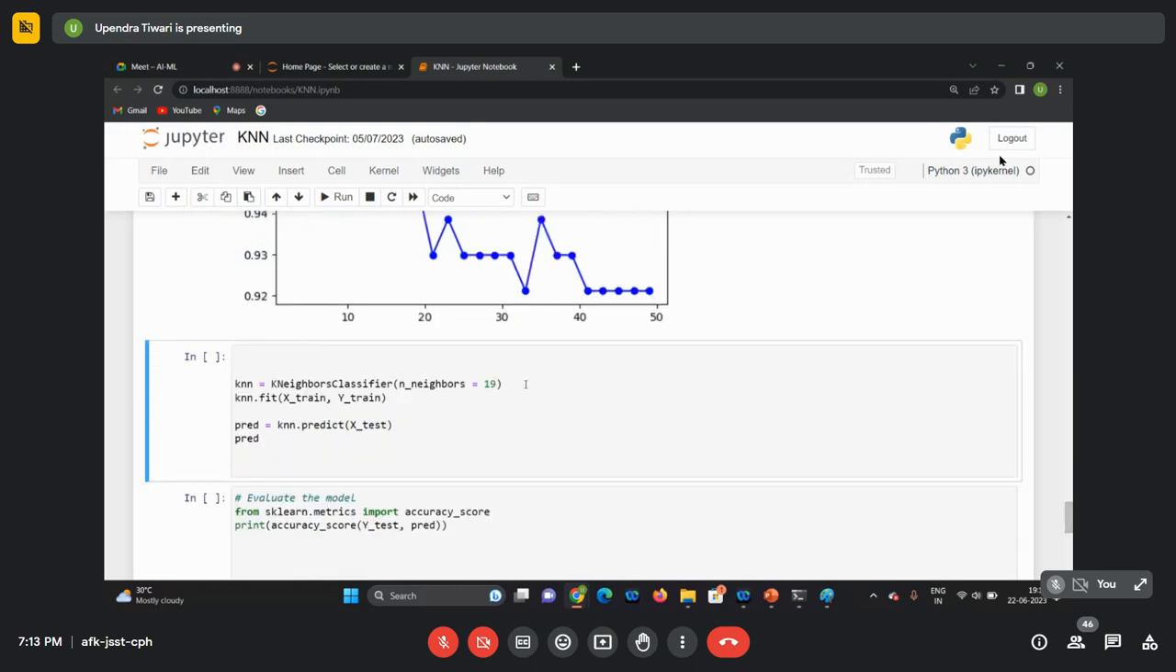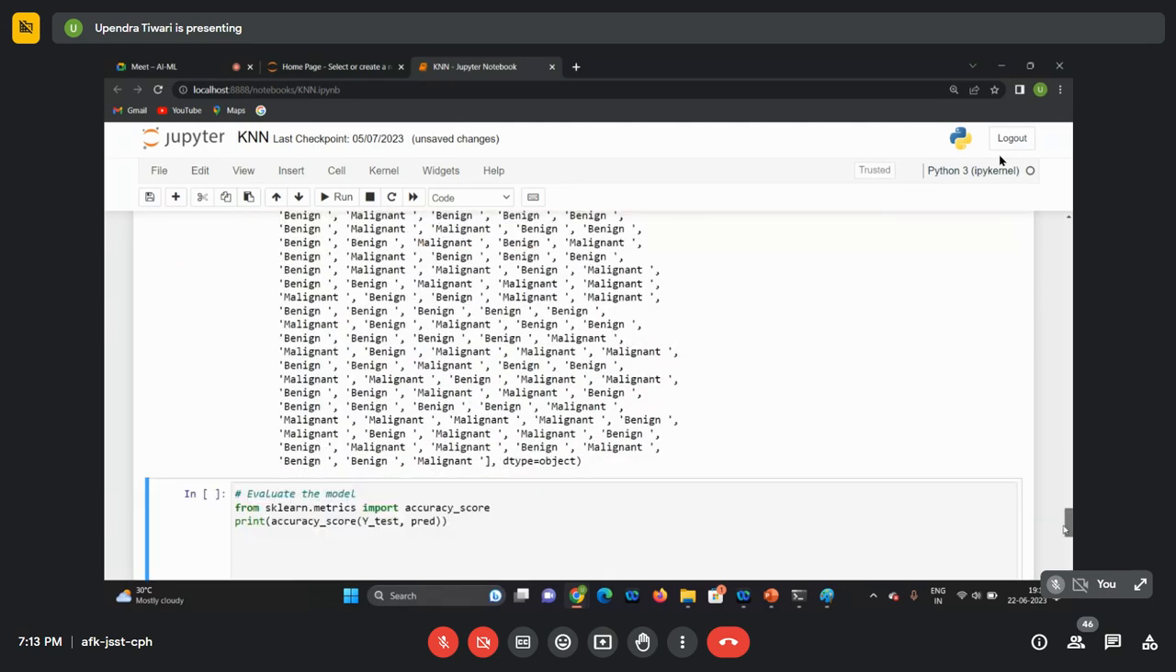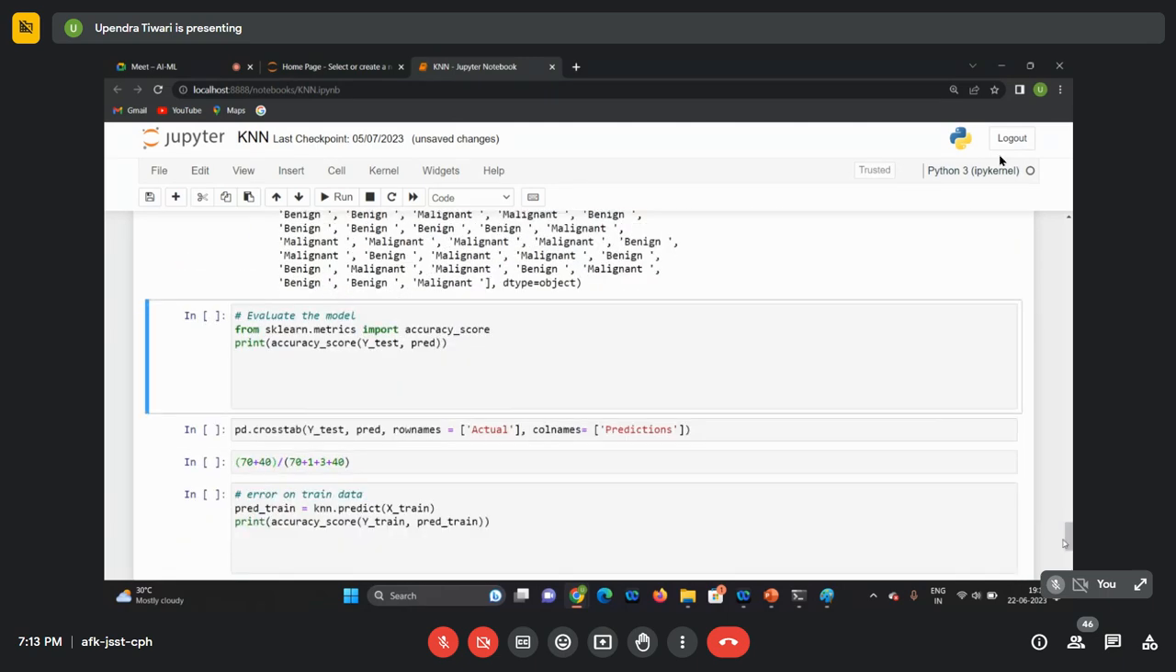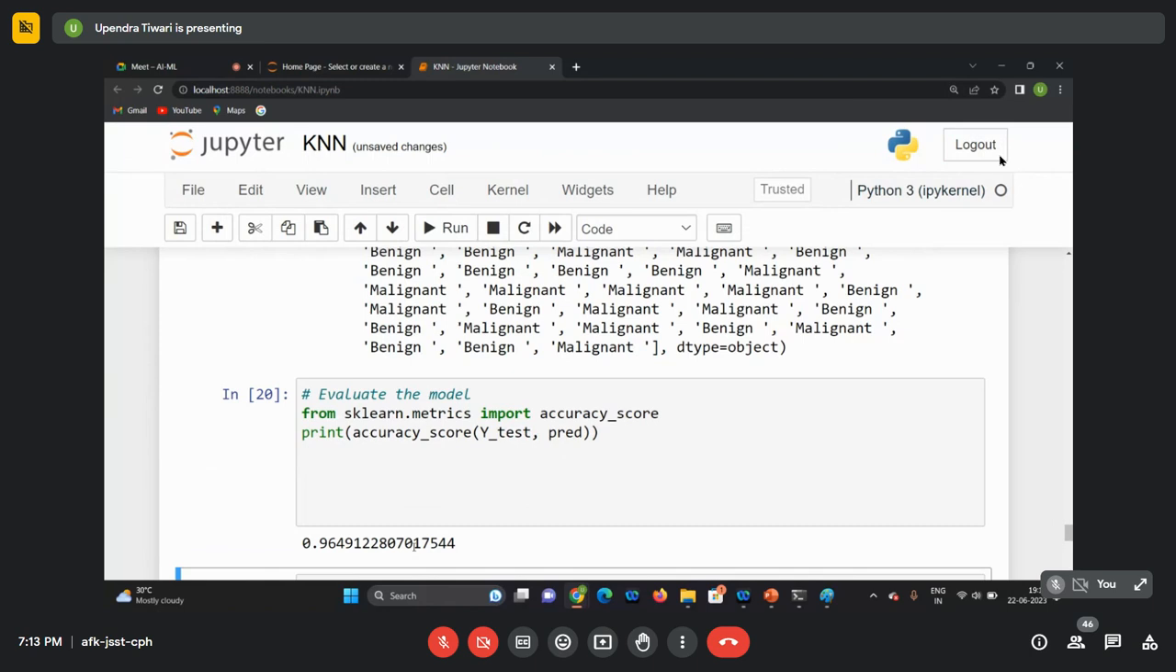And you see, earlier it was 19. So let's say I'm just finalizing it with k equals 13. Now if I see the accuracy score, it is 96.49. So the train accuracy is what? Test accuracy is what? 96.49.